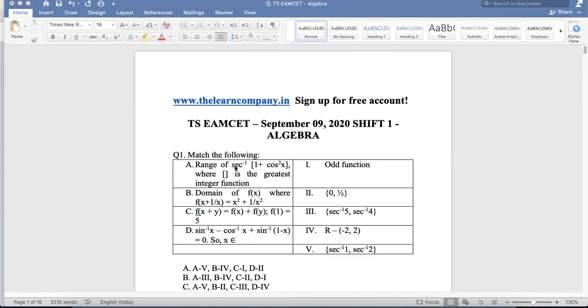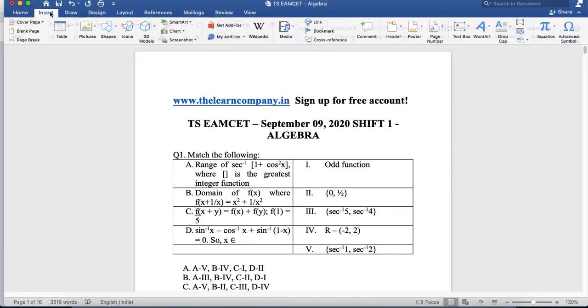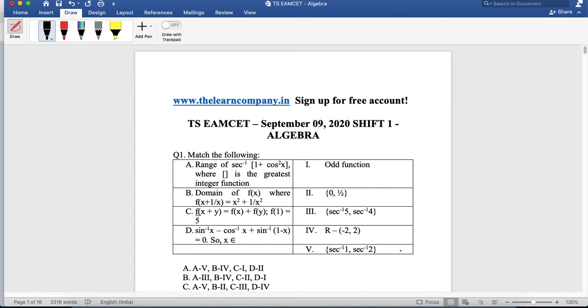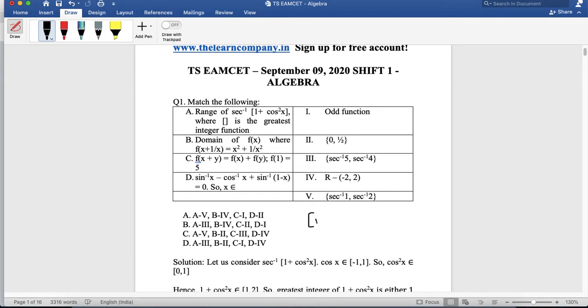The first problem is match the following: range of secant inverse of the greatest integer function of 1 plus cos square x. We all know what the greatest integer function is. Greatest integer of 0.5 is 0, greatest integer of 1.1 is 1, and greatest integer of minus 0.5, now this is a tricky one, is minus 1. Everybody has the background for this function, so it shouldn't be a problem for us.